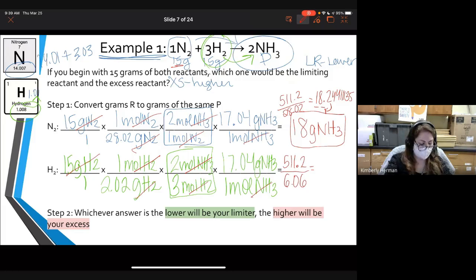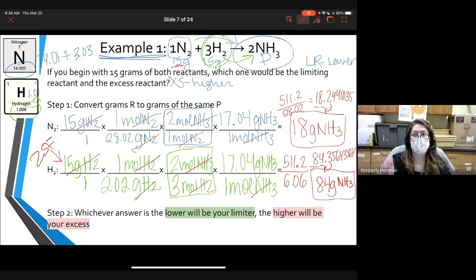So right now in our calculator, we're going to do 511.2 divided by 6.06. And we see we get 84.356436564. Okay, go back to your given. How many sig figs are in 15? That's 2. So we need to round it to 2. So 1, 2. Will 3 round it up? Nope. So for H2, we would make 84 grams of NH3.